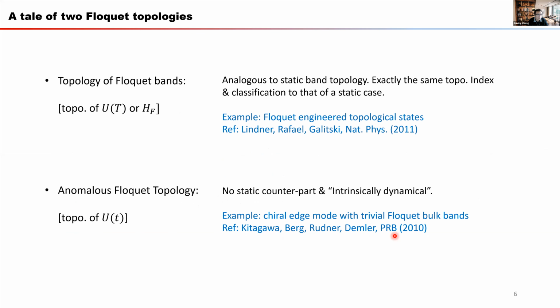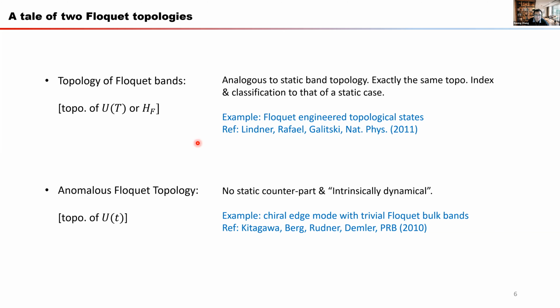So now let's talk about the Floquet topology. When we talk about Floquet topology, there are actually two different categories. The first one is a very natural generalization of the static band topology. Basically, we are talking about the topological properties of the Floquet Hamiltonian. It is still a property of a Hamiltonian. So in this case, for the topology of the Floquet band, everything we know about static systems, for example the topological indices or the classifications, can be directly applied to analyze the topology of the Floquet bands. The well-known examples are that we can use Floquet engineering to generate topological states, even if the initial state is actually a trivial system.